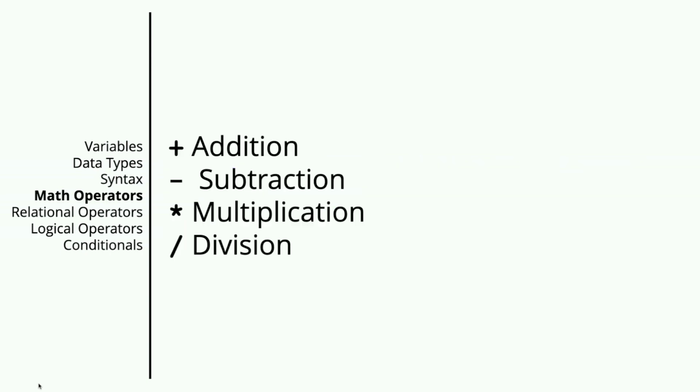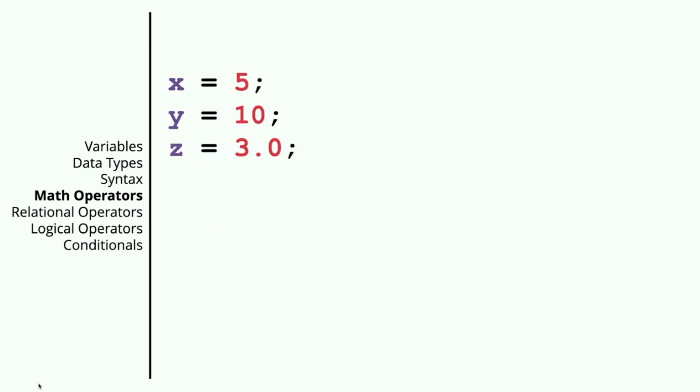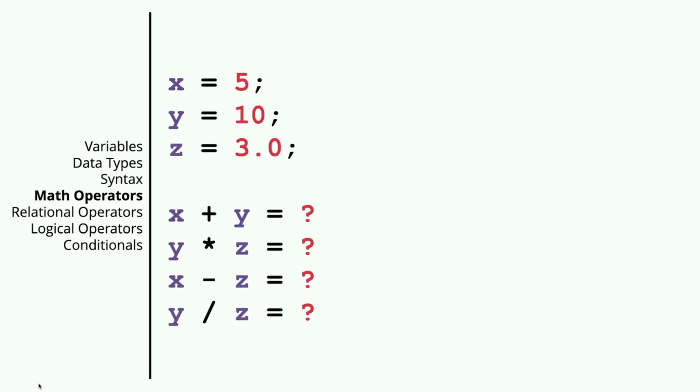Okay, math operators: plus, minus, asterisk for multiplication, slash for division. I think we all get those. So when you do some kind of mathematical operation on an integer and a decimal, your end result is going to be converted into a decimal. So if we did 10, which is y, times z, which is 3.0, it's going to convert it to 30.0. It's not going to just be 30. And then the same thing goes for any kind of operation. So x minus z, which is 5 minus 3.0, it's going to give us 2.0 at the end, right?